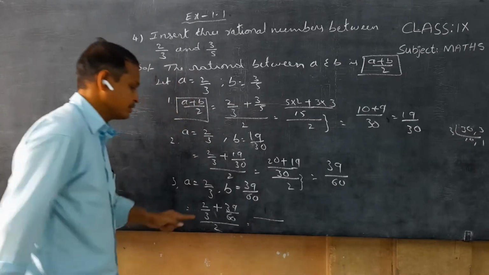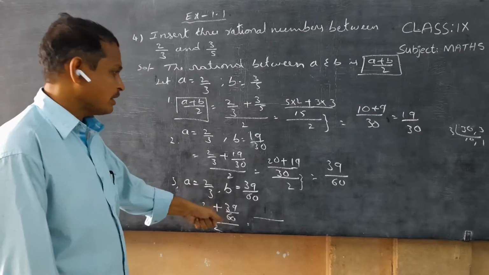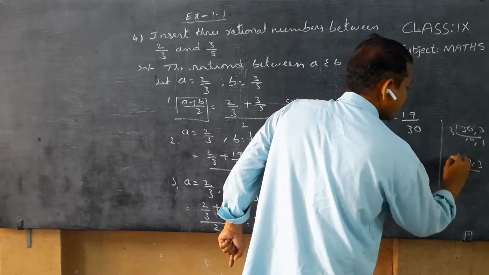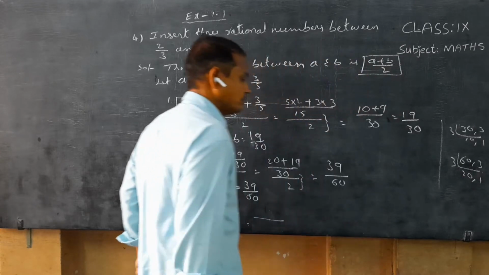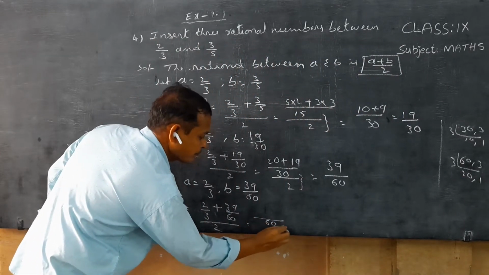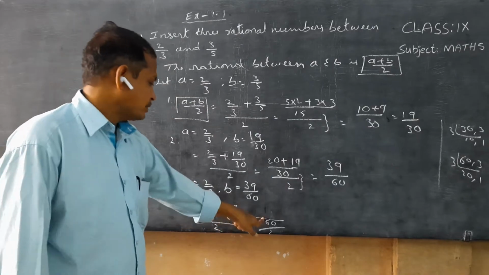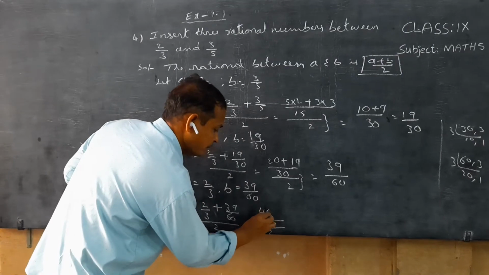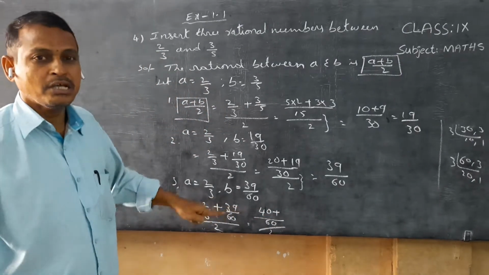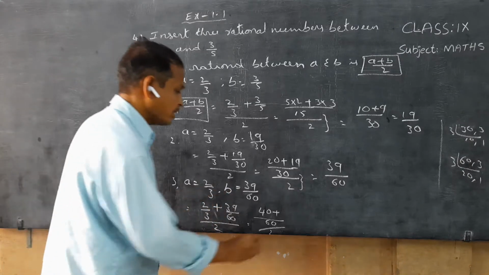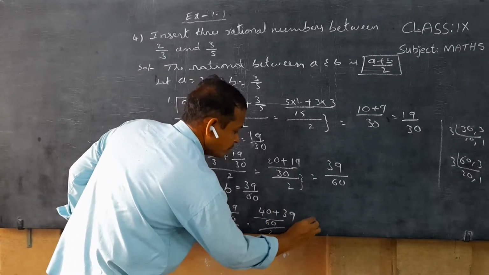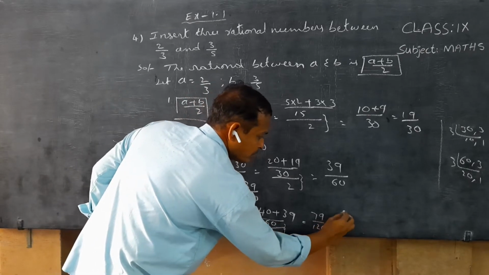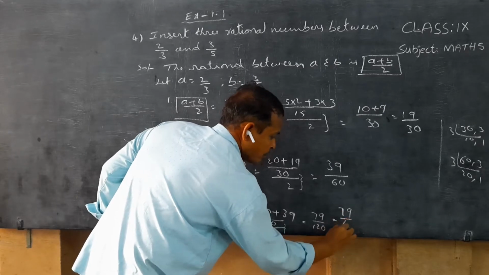So children, what is the LCM? If you don't understand, we should do the rough column: 60, 3 table 20 times and 1. So the LCM is 60. Again 60 table 3 table, how many times does it go? 20 times. 20 into 2 is 40. Again 60 table 60, 1 time. 1 into 39. 40 plus 39 is 79, by 2, so 79 by 120. That is equal to 79 by 120.